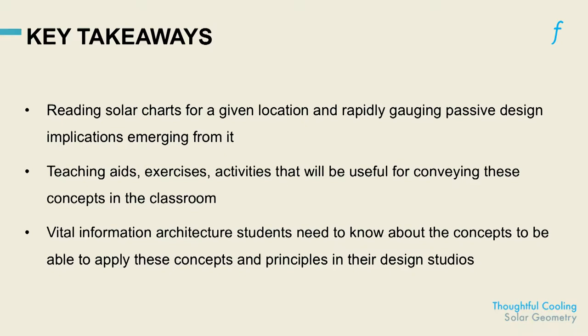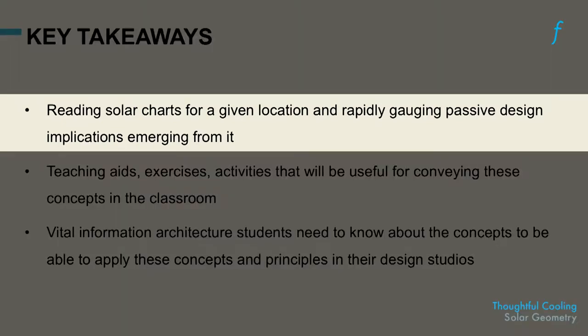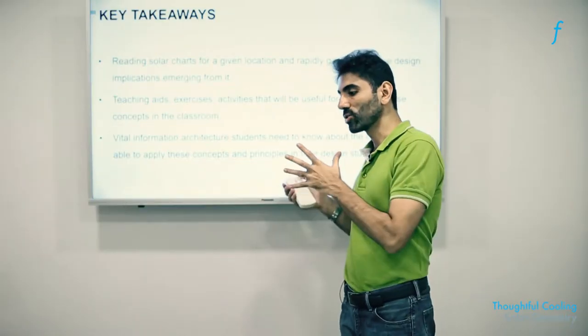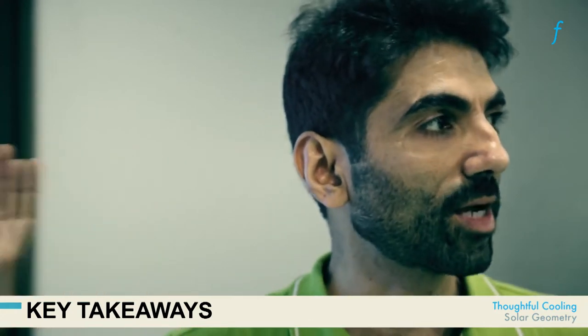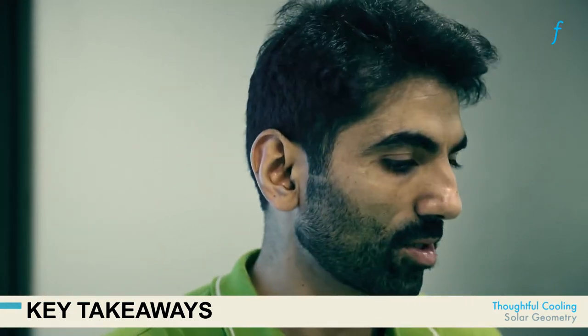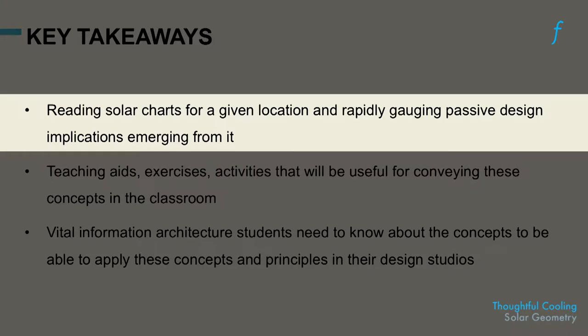One is that at the end of this training session, you should be able to read very comfortably what's called a solar chart. This is the solar equivalent of what's called a psychrometric chart, which was addressed earlier. That dealt with temperature, humidity, and the mixture.